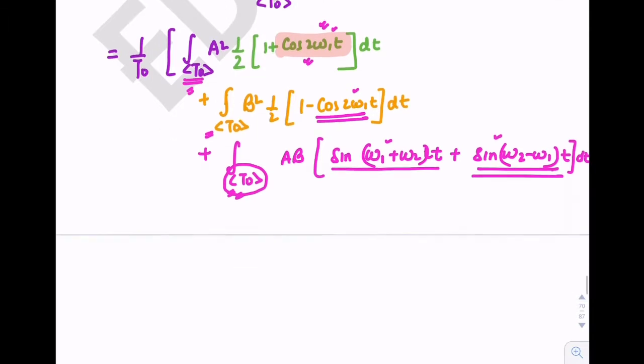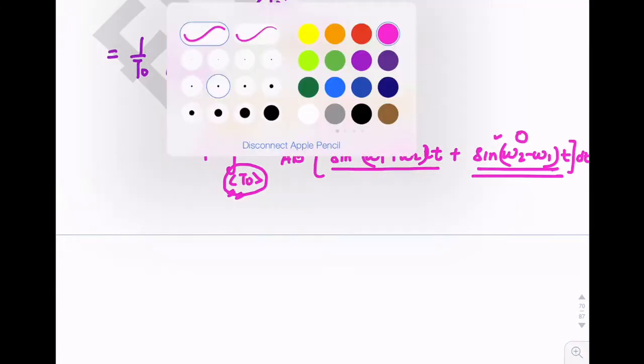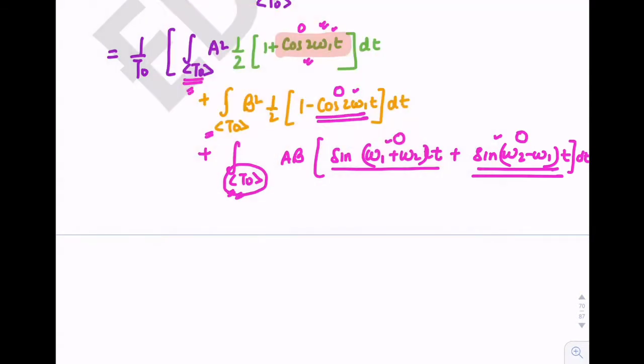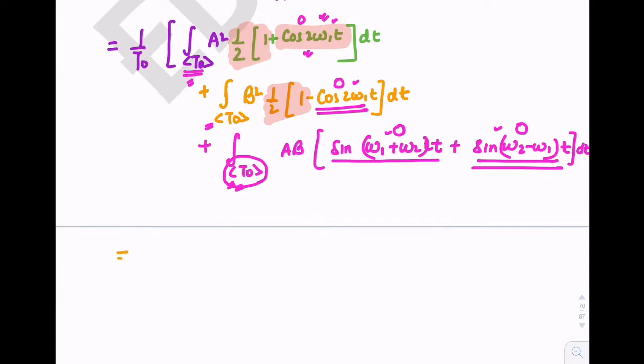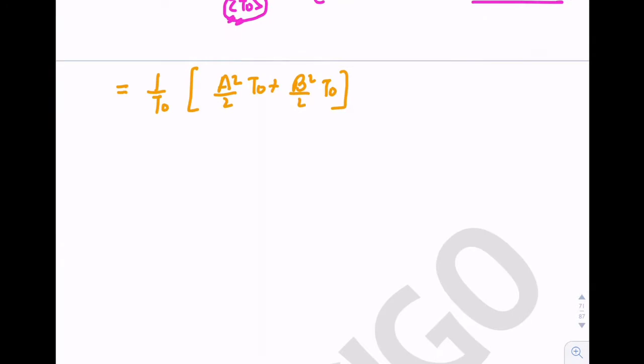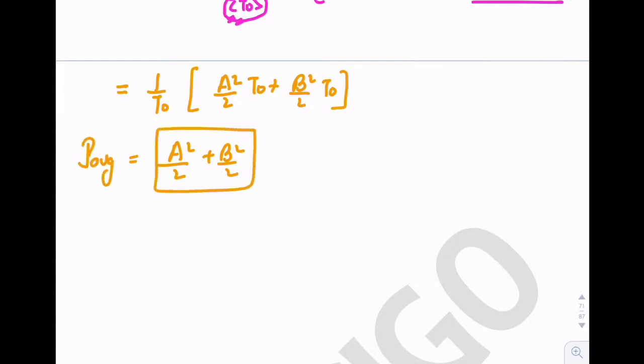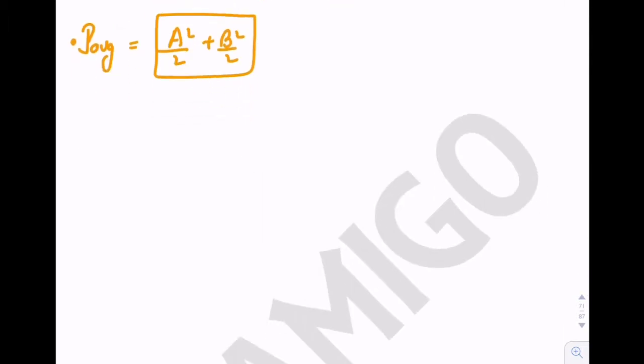So this integration will give us a 0, this will give me a 0, this will give me a 0, but there are terms which will give me some answer. This is a term that will give me the answer, this is a term that will give me the answer. So we can say that this is equal to 1 upon T0 times A square by 2 into T0 plus B square by 2 into T0. So the power comes out to be A square by 2 plus B square by 2. This is the average power of x(t), which was a sum of two periodic signals.